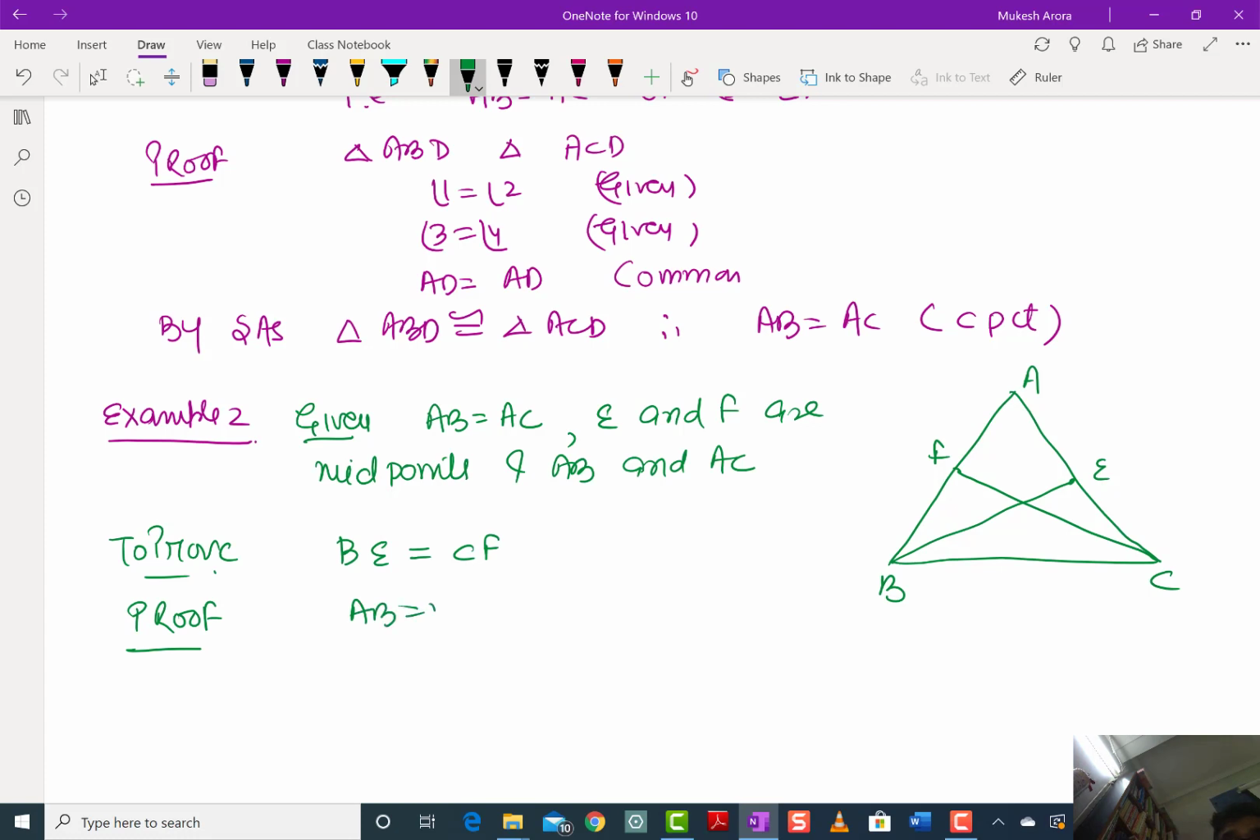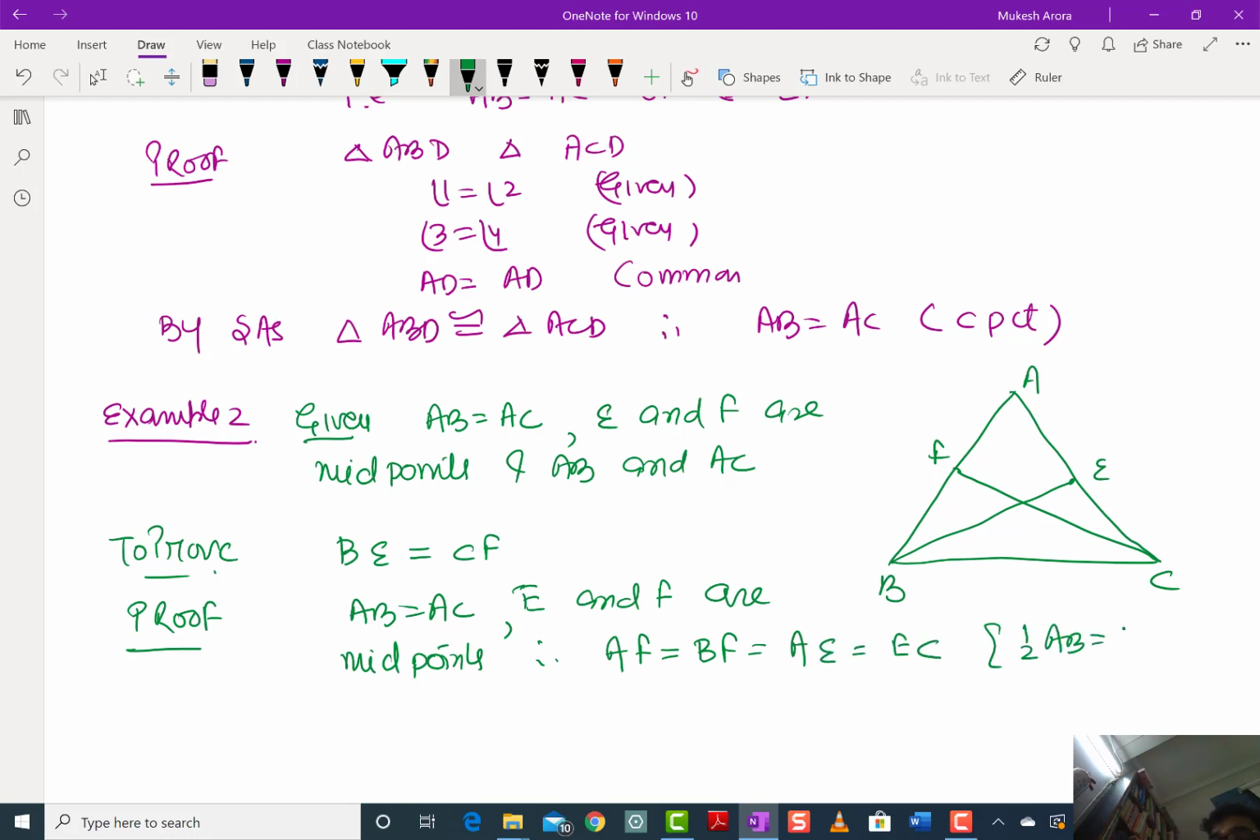AB is equal to AC and E and F are midpoints. Therefore, AF is equal to BF is equal to AE is equal to EC, because half of AB is equal to half of AC. Now triangle ABE and triangle ACF.